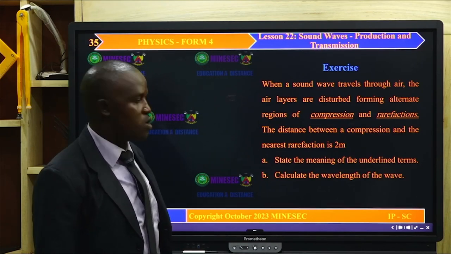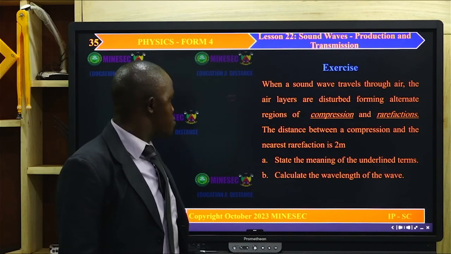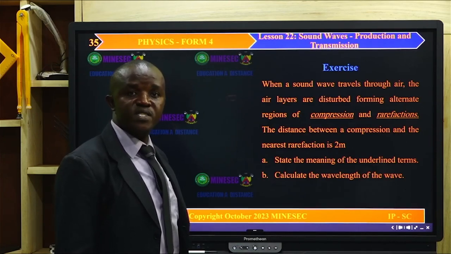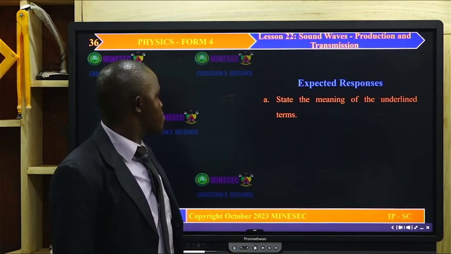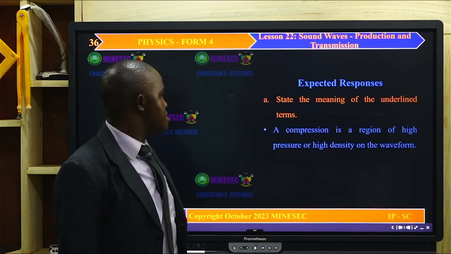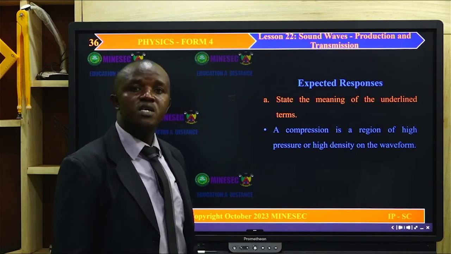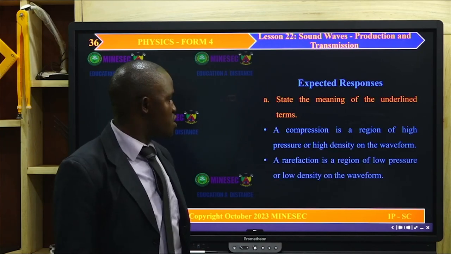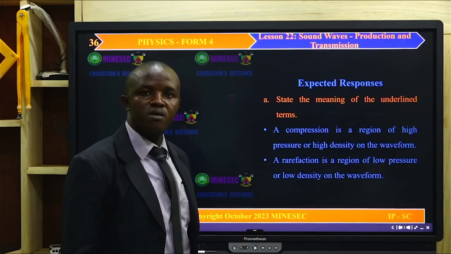We have acquired information from the lesson so far that you can use to do this exercise, okay? You can always even pause the video and try to do the exercise yourself before coming back to it. So, state the meaning of the underlined terms. A compression is a region of high pressure or high density on the waveform. What about the rarefaction? The rarefaction is a region of low pressure or low density on the waveform.